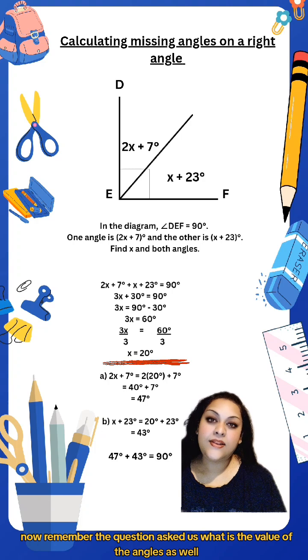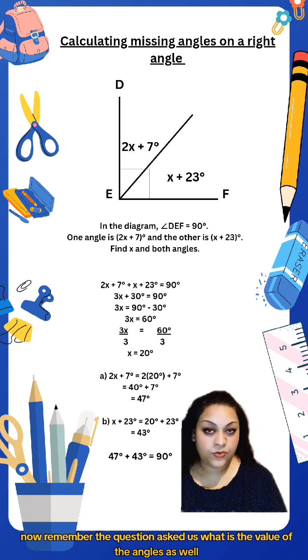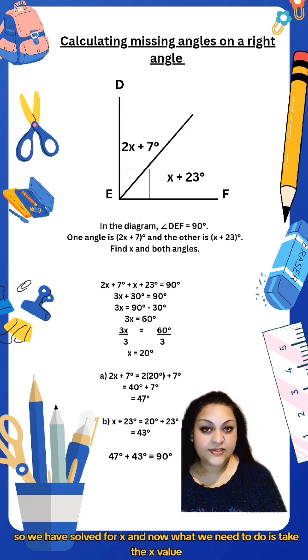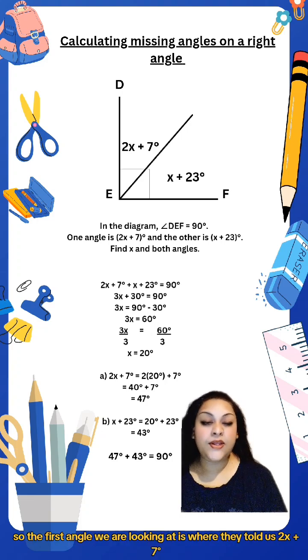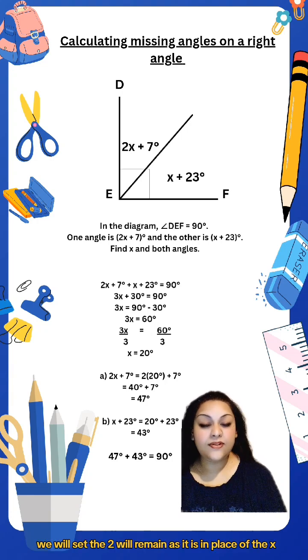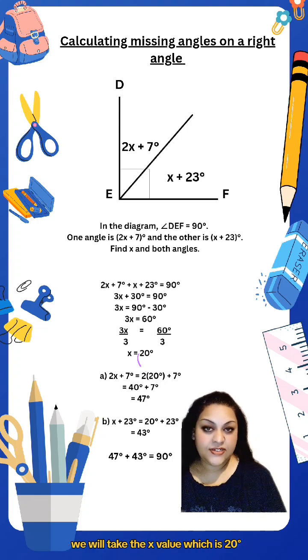Now remember, the question asked us what is the value of the angles as well. So we have solved for x, and now what we need to do is take the x value and substitute it into the angles. So the first angle we are looking at is where they told us 2x plus 7 degrees. The 2 will remain as it is. In place of the x, we will take the x value, which is 20 degrees, put that in brackets, and the plus 7 degrees remains as it is.